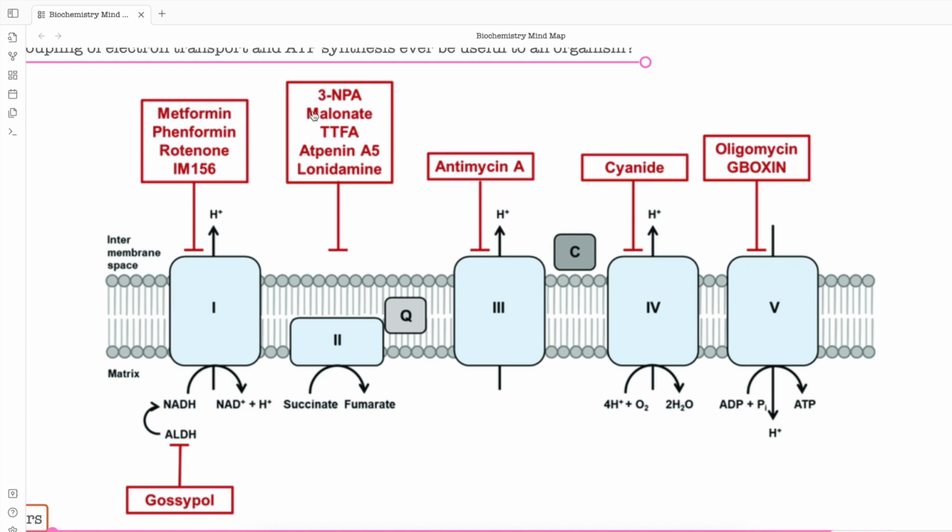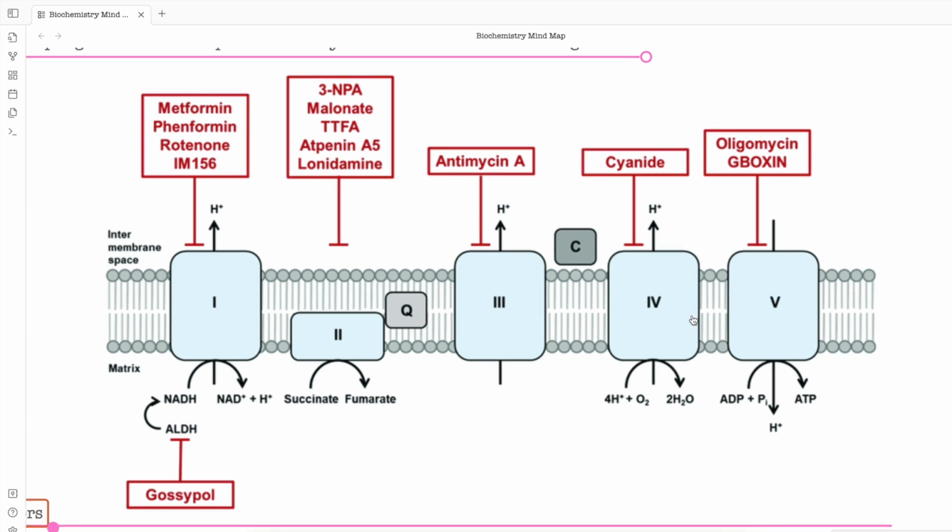Okay. For complex 2, we have malonate, 3-NPA, lonidamine, all these things can inhibit succinate dehydrogenase, that is complex 2. Antimycin A can directly inhibit complex 3. Cyanide and carbon monoxide can inhibit complex 4. And oligomycin and diboxin can inhibit complex 5. Okay. And gossypol is another chemical that can inhibit ALDH, that is alcohol dehydrogenase, from which NADH can be produced. So these are some very important, very frequently asked inhibitors that can inhibit different components of the electron transport system as well as ATP synthesis. So that is the thing.